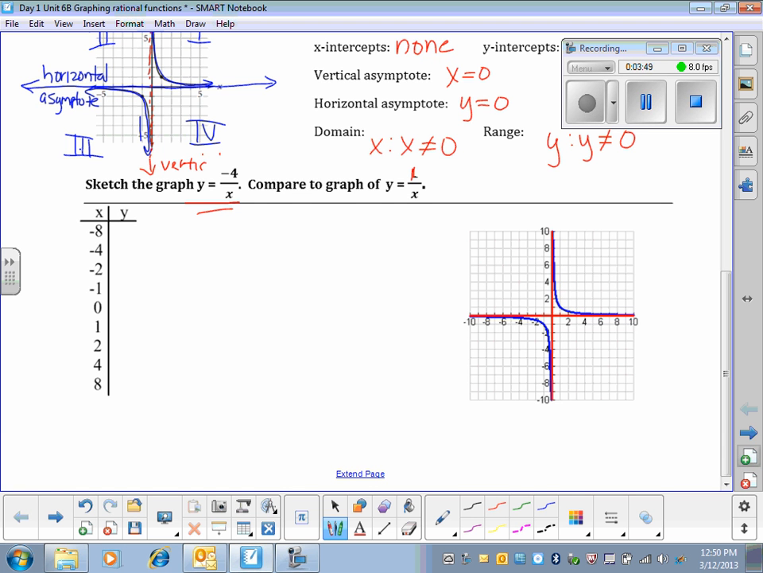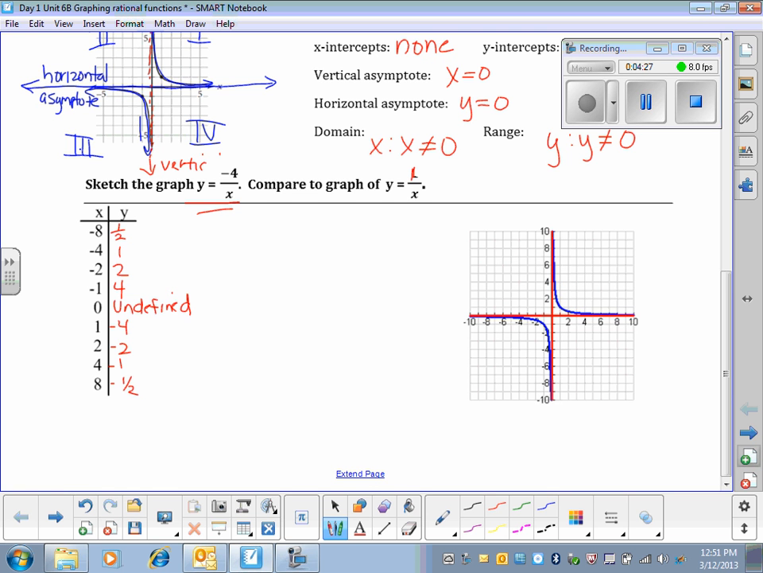All right, -8. -4 divided by -8 is 1/2, right? -4 divided by -4 is 1. -4 divided by -2 is 2. -4 divided by -1 is 4. Okay, here's the trick question. -4 divided by 0? Can't divide those two. Very good. Undefined. And then it's going to go the other way. So it's going to be -4, -2, -1, and -1/2.